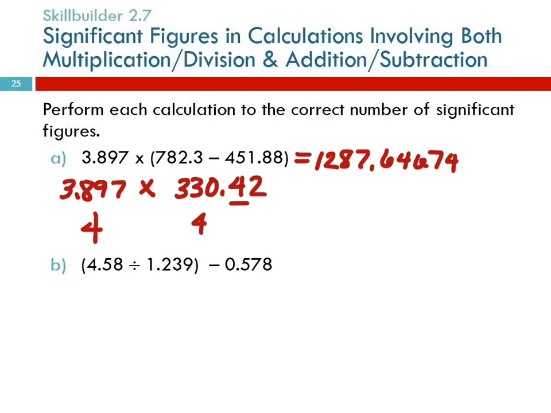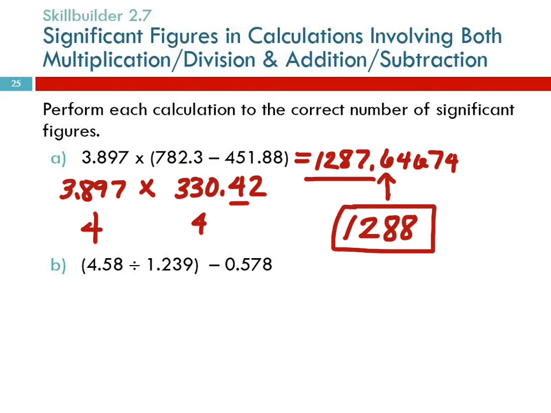So then our answer should have 4 significant figures. So that's these first 4 digits. The first one we're getting rid of is a 6, which tells us we need to round up. And we record our answer as 1288. Any questions? Let's do the next one.